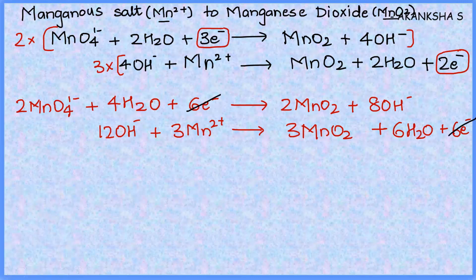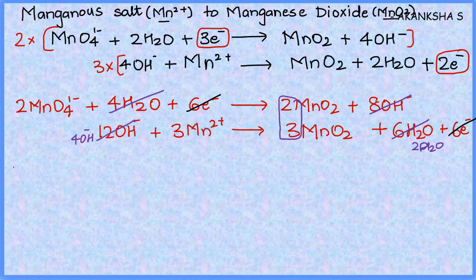Then what do we have? 12 OH minus, 8 OH minus. How many do we have? 4 OH minus extra on this side. 6 H2O, 4 H2O. What do we have? 2 H2O on this side. So let's formulate. And this is what? 2 plus 3. See over here. 2 plus 3. That makes it up addition. If it's on the same side, you add. If it's on the opposite side, we subtract.